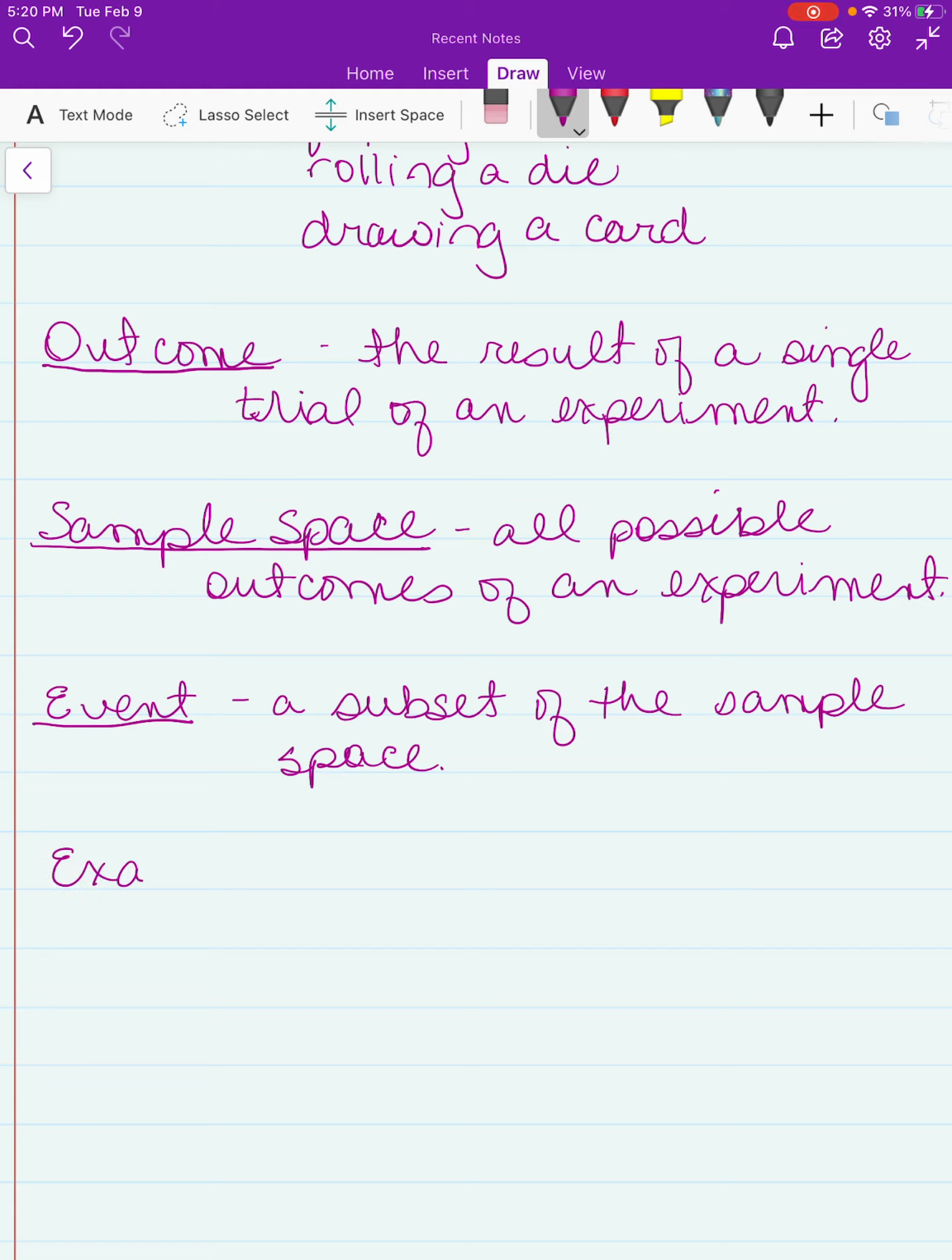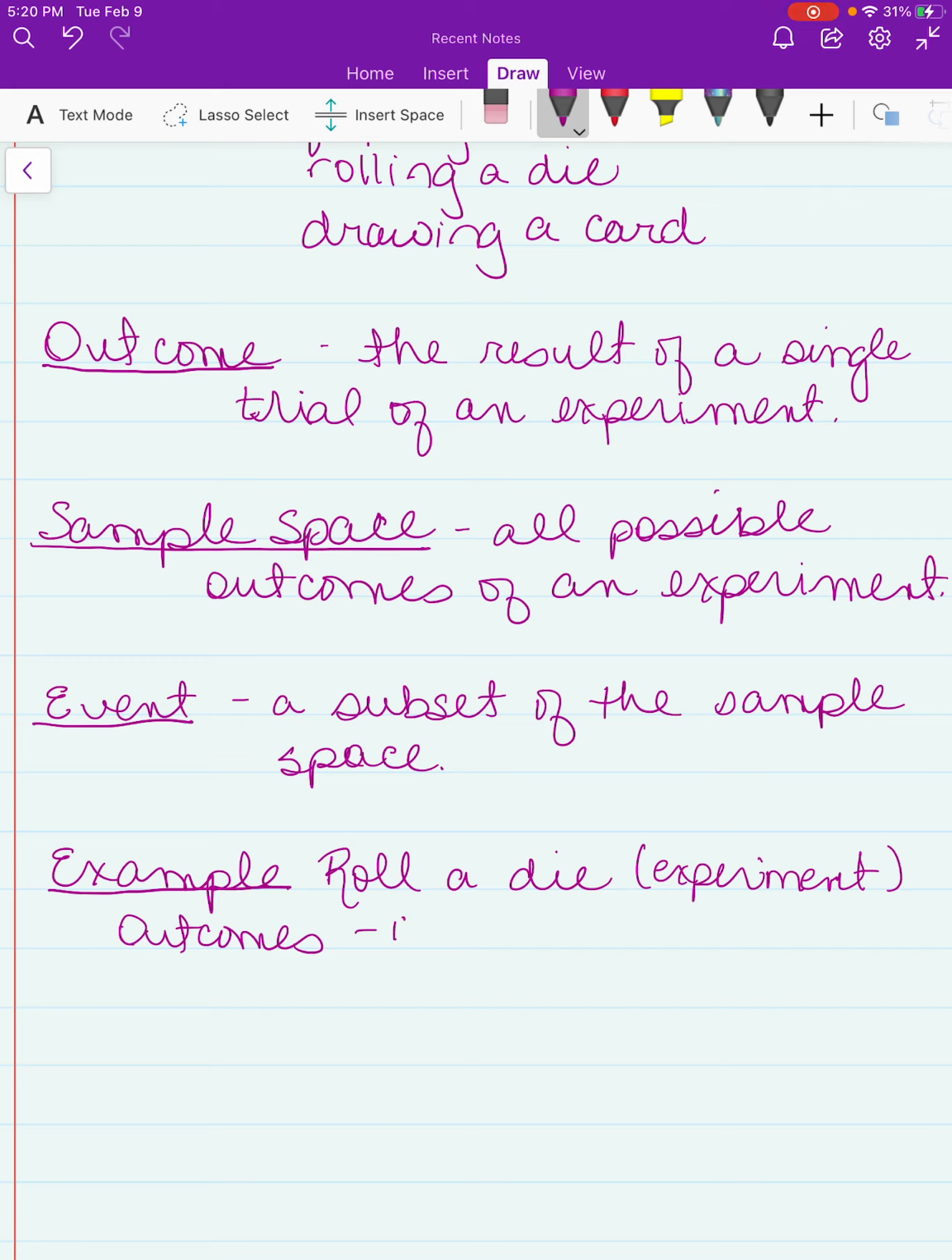So I'm going to give you an example and use all of these words to define parts of the example. Our example is going to be to roll a die. So that's the experiment. The outcomes would be the number rolled. The sample space, if it was a regular die with 6 faces, it is a set, so we're going to use set notation, and it would be the numbers 1 through 6.